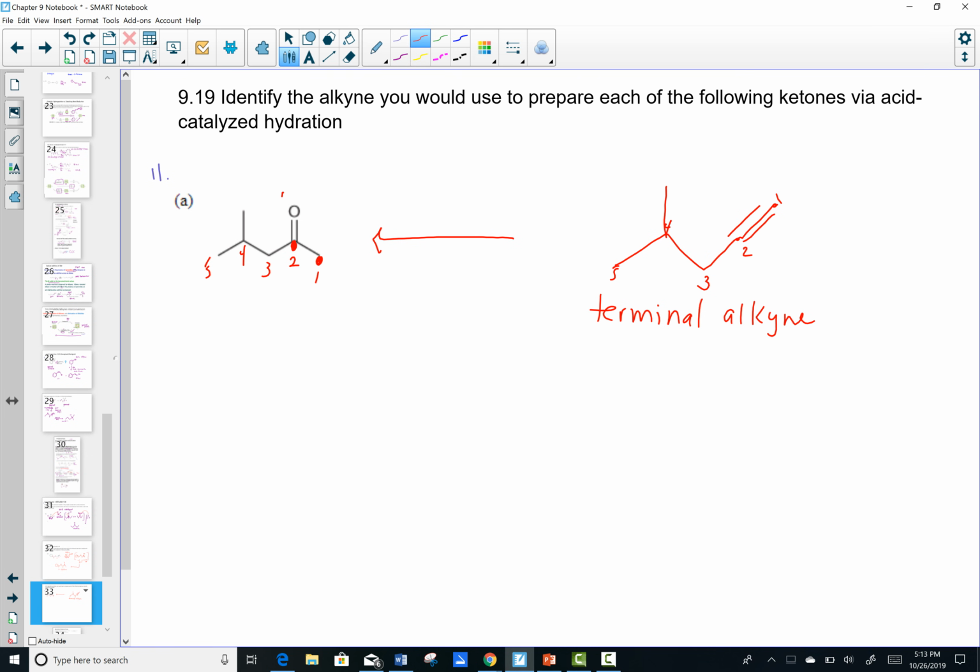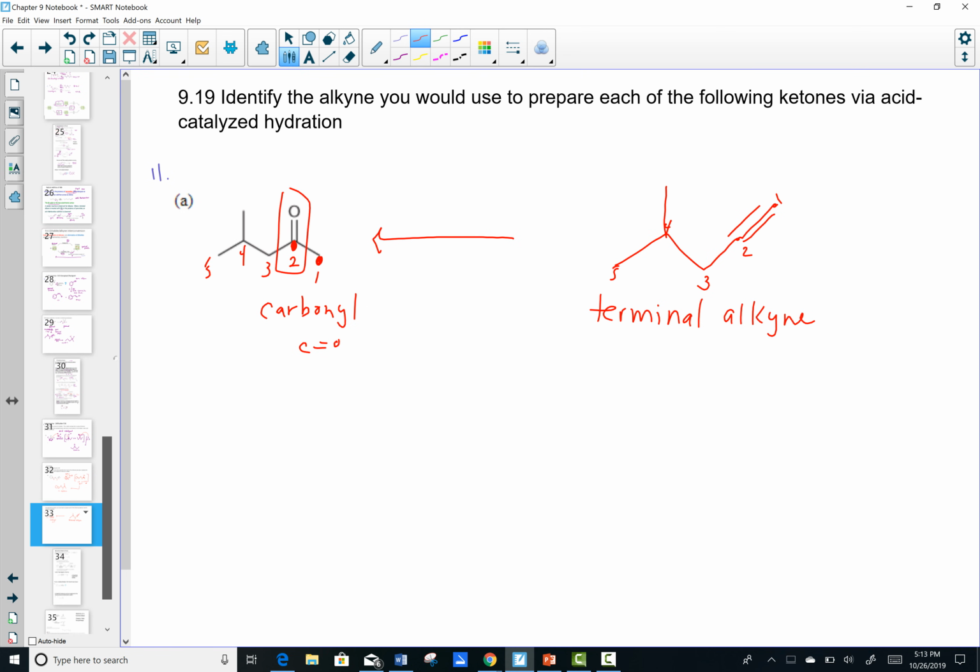Find the position where the double bond O, the carbonyl carbon, is. That's the C double bond O functional group. And it's at carbon 2, so that tells me the terminal alkyne is just going to replace the ketone with a triple bond at the end of the structure. That one was pretty easy.